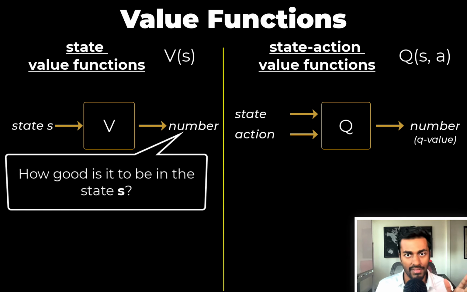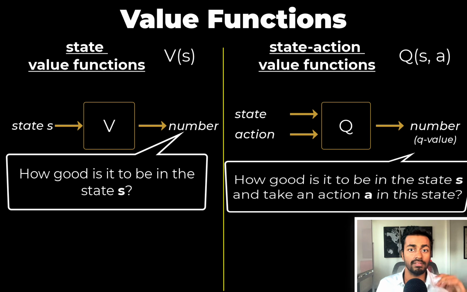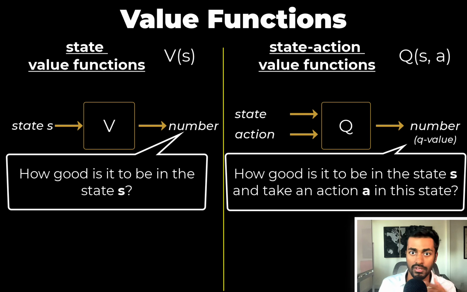Now, the state value, that is V(S), will quantify how good is it to be in a given state S, whereas the state action value, or Q value, will quantify how good is it to be in a state S and then take an action A in this state. For Q-learning, we are interested in learning the state action value function.